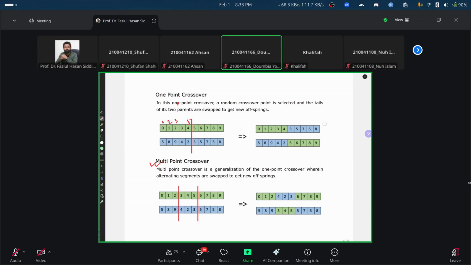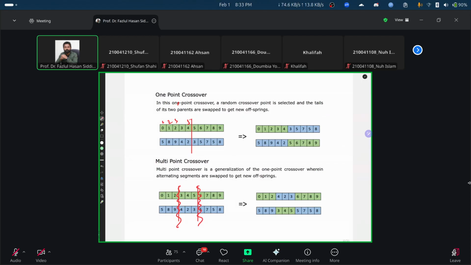So what is multi-point crossover? We are almost done. Multi-point crossover: instead of a single point, we will pick two points. Here you can see one point and there are two points. This is called multi-point.